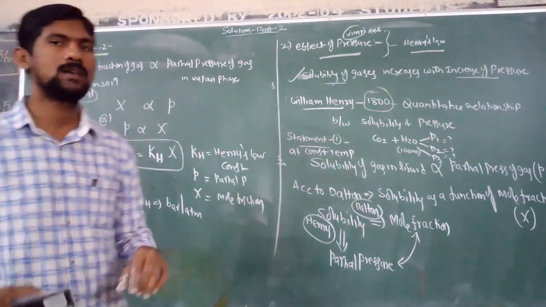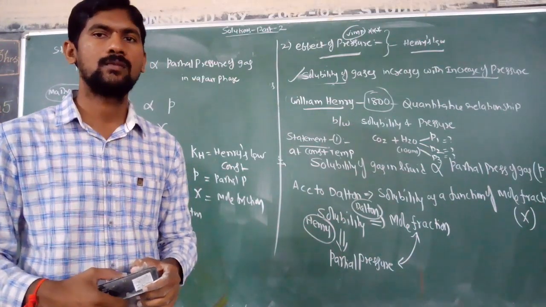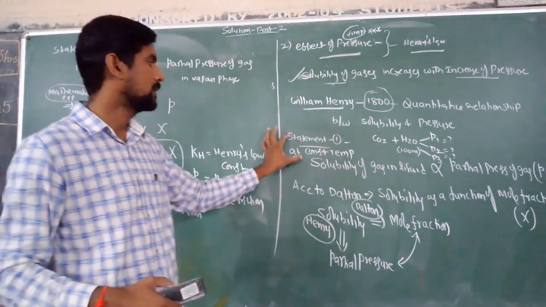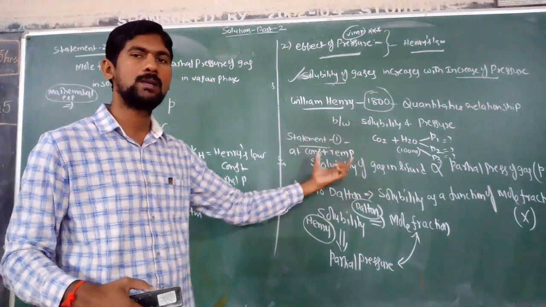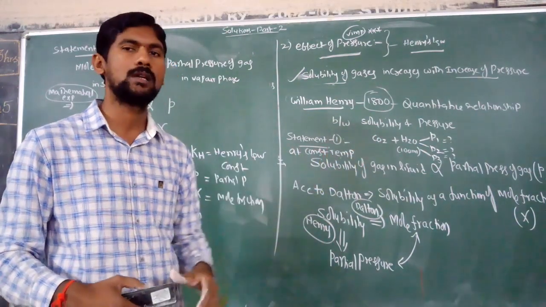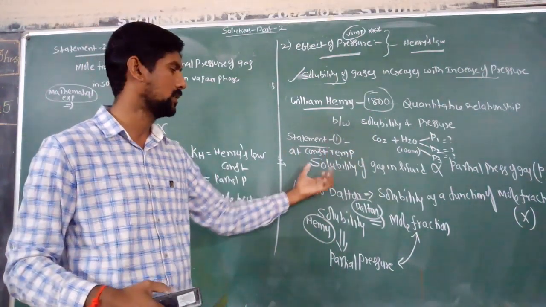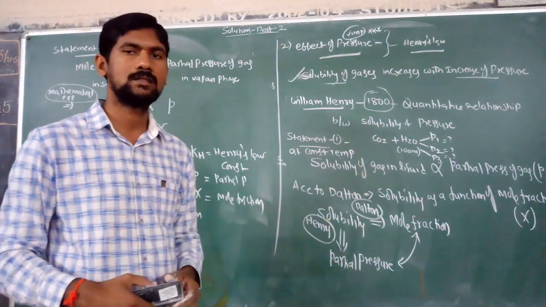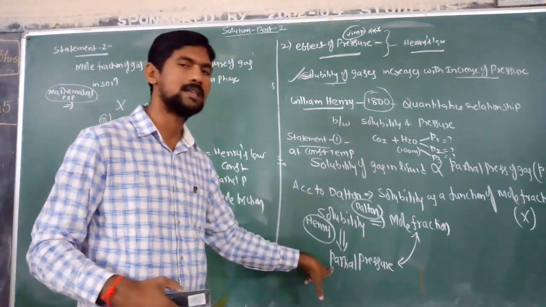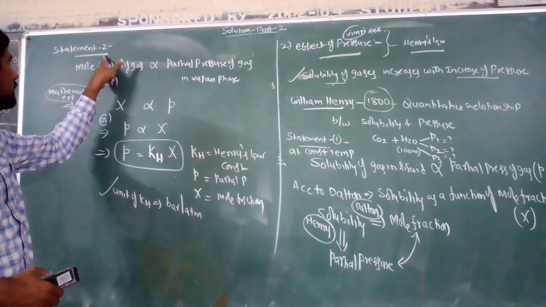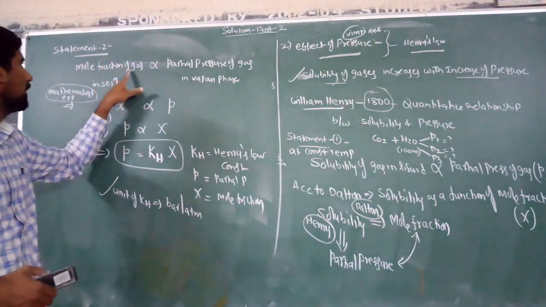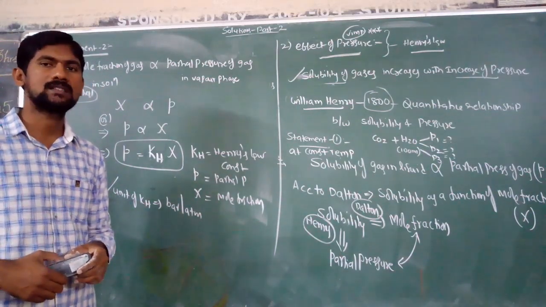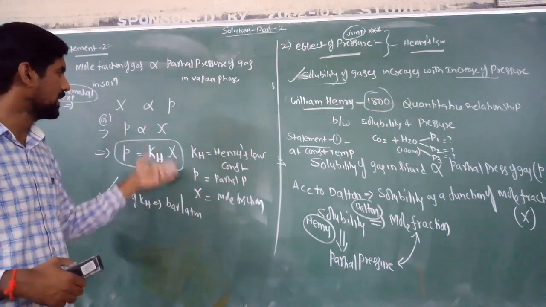So the two important statements of Henry's law are: solubility of gases increases with increase of pressure, and at constant temperature the solubility of gases in liquids is directly proportional to the partial pressure of the gas over the solution. Then solubility is measured in terms of mole fractions. Therefore we can relate mole fraction and partial pressure. So the statement is modified as: mole fraction of the gas in solution is directly proportional to partial pressure of the gas in vapor phase, and we can derive the mathematical expression.